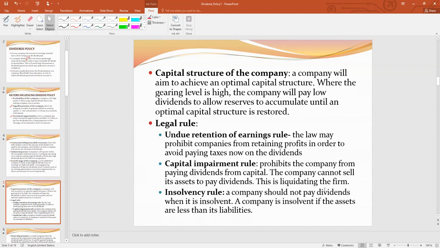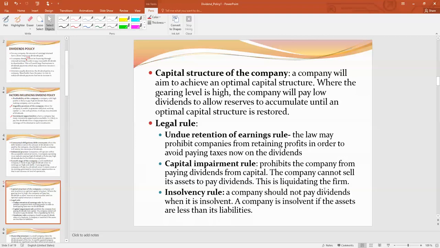Now, what does that mean? Sometimes the law can, in quotes, force you to pay the dividend. Now, why would the law force you to pay the dividend? So that you can pay taxes. In most cases, most of the dividend you receive as a shareholder is taxable. It is part and parcel of your taxable income.